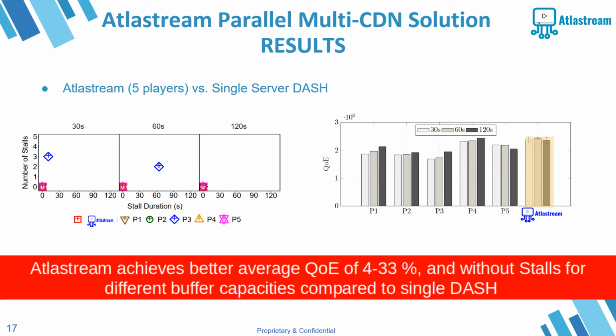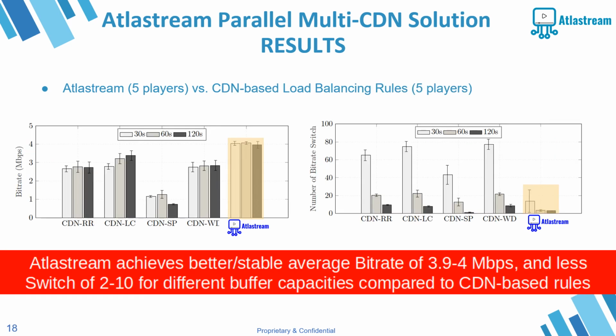In the second test, we compared the Atlas Stream parallel multi-CDN solution against CDN-based load balancing rules that are implemented in the industry. So we ran 5 CDNs with 5 different network profiles, P1 to P5, shared by 5 concurrent clients. Each profile is used to shape the total capacity between a CDN and the set of clients.